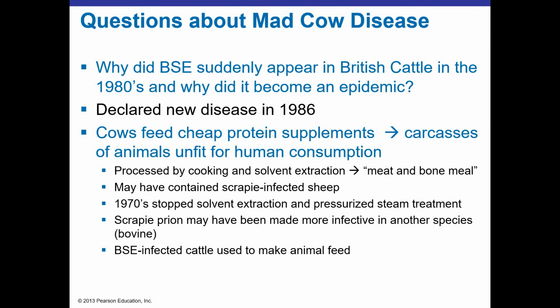So how did we end up with mad cow disease? Why did it suddenly appear in British cattle in the 1980s and then go on to become an epidemic? One of the things that we propose is that this actually occurred because we were forcing the cannibalistic practice of cows getting protein supplements from carcasses of other animals. So things at the slaughterhouse that were not ready for human consumption were what's referred to as meat and bone meal. At one time, this had a cooking process and a solvent extraction. In the 70s, they stopped doing those procedures, and people have theorized that maybe this allowed things to become more infective. So we believe this may have contributed to the outbreak in the British population of cattle, and it was declared a new disease in 1986.